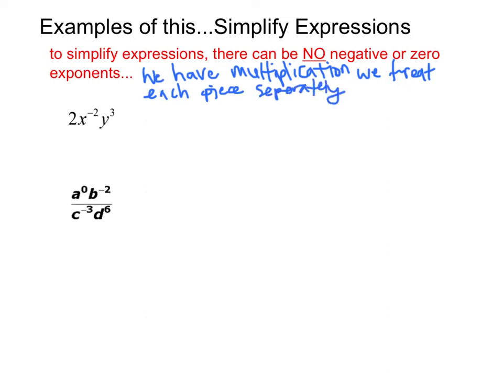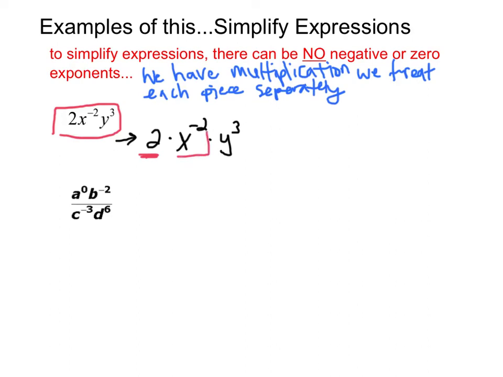And so each term, we have each term here. If we look at this first example, 2x to the negative 2 power, y to the third power, what this really means is that this is 2 times x to the negative 2 power times y to the third power. And so we can treat each piece independently. First, we look at this 2. Are there any exponents with this 2? No. We can move on.